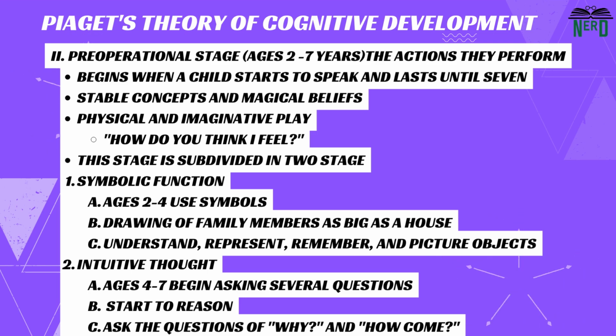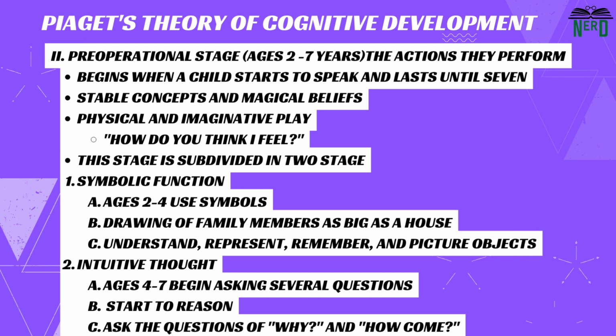This stage is subdivided into, first, symbolic function. Children ages 2 to 4 use symbols to help identify and make sense of the world around them. An example is the common drawing of family members as big as a house. The symbolic function substage is when children can understand, represent, remember, and picture objects in their minds without having the object in front of them.